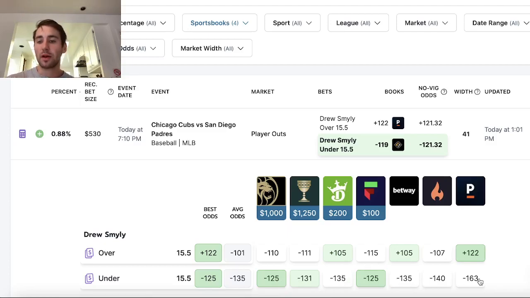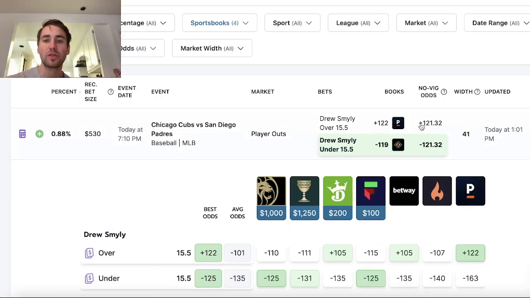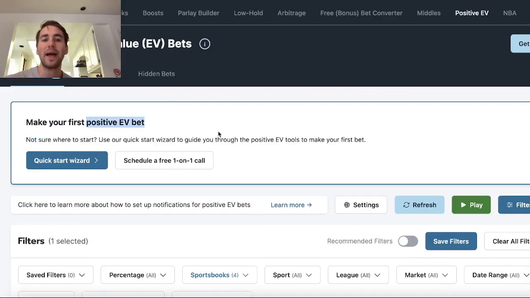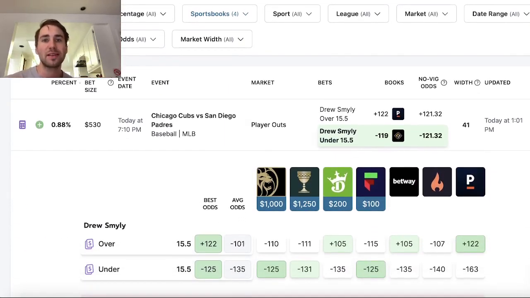All of these sportsbooks, 7 data points, right? Every sportsbook has Drew Smiley's under as the heavily favored outcome. So obviously on PrizePicks, a platform that doesn't change your payout based on you selecting over versus under, you'd much rather include Drew Smiley's under 15.5 outs, right? Pinnacle, sharpest sportsbook in the world, has the under all the way down at minus 163. So the positive EV tool, it just shows you prop bets that are winning above 54.25% of the time.